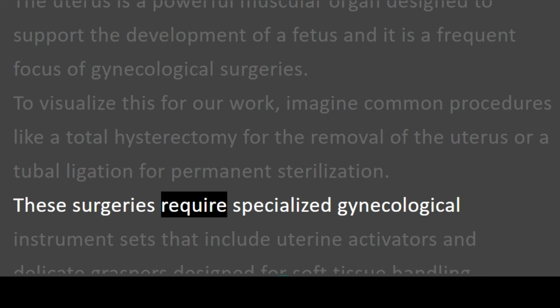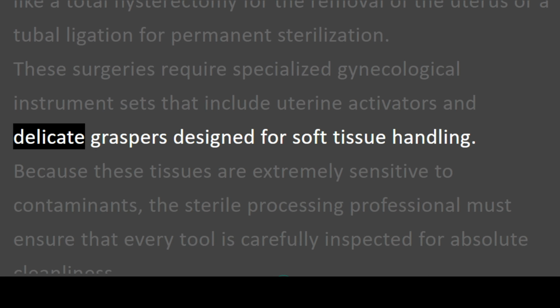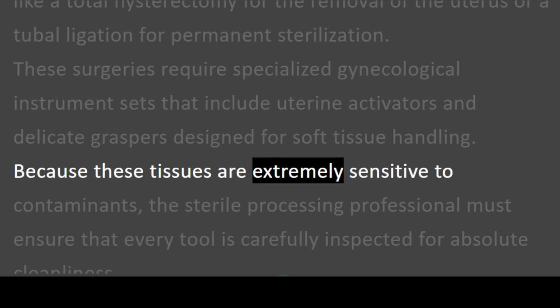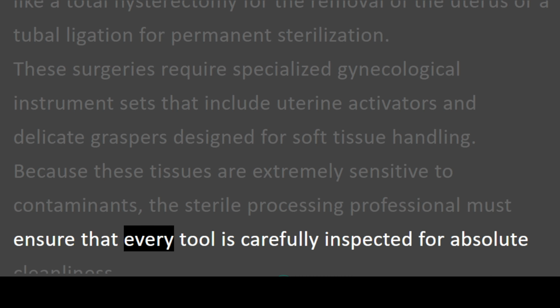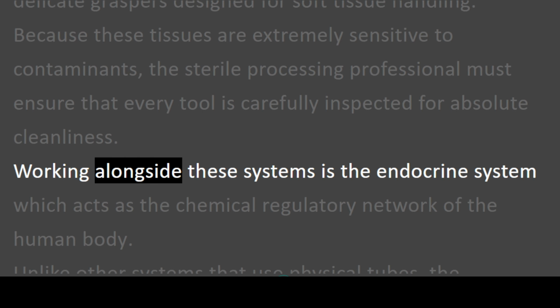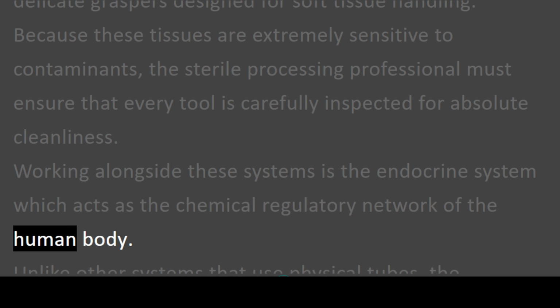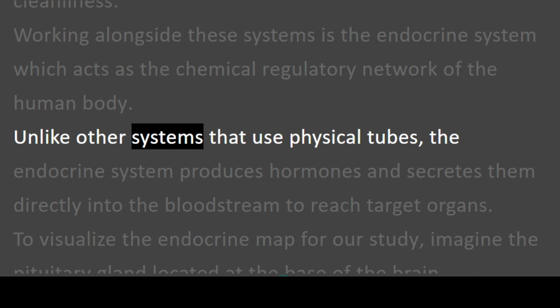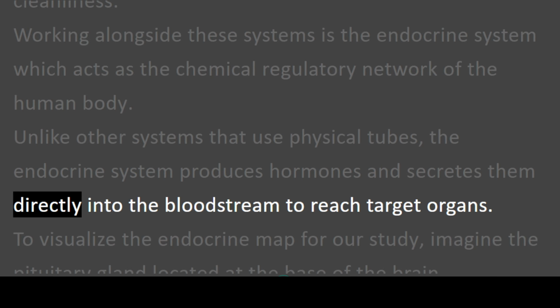These surgeries require specialized gynecological instrument sets that include uterine activators and delicate graspers designed for soft tissue handling. Because these tissues are extremely sensitive to contaminants, the sterile processing professional must ensure that every tool is carefully inspected for absolute cleanliness. Working alongside these systems is the endocrine system, which acts as the chemical regulatory network of the human body. Unlike other systems that use physical tubes, the endocrine system produces hormones and secretes them directly into the bloodstream to reach target organs.